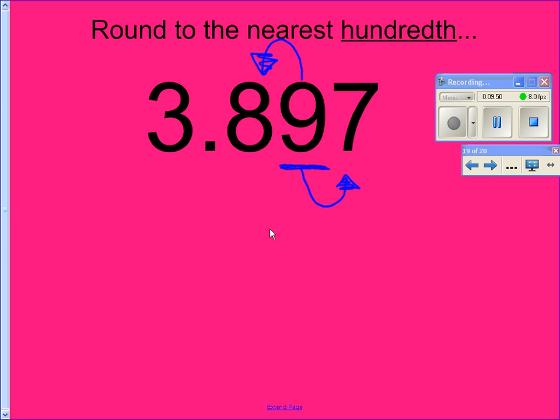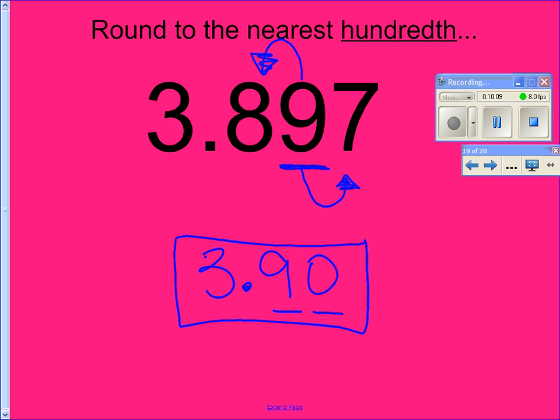Okay, so rounding to the nearest hundredths place, you have 3 and 90 hundredths. Yes, you have to have the 0 for this answer because you are rounding to the hundredths. So you need 2 places after the decimal. The 0 is relevant in this answer.